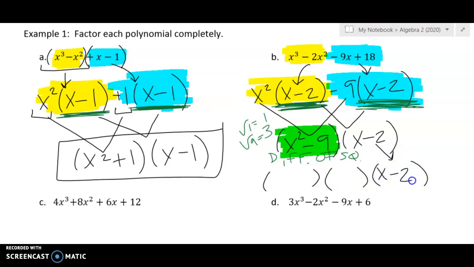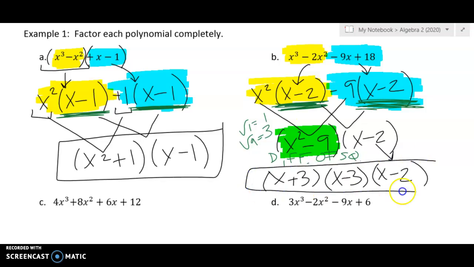So I'm just going to set this up. That green part, I'm going to factor that further. So I separate x squared into x and x. The square root of 9 is 3. One of them is positive, one of them is negative, and then the x minus 2 just drops down. So just always check for that because sometimes you can go maybe that one extra little step.